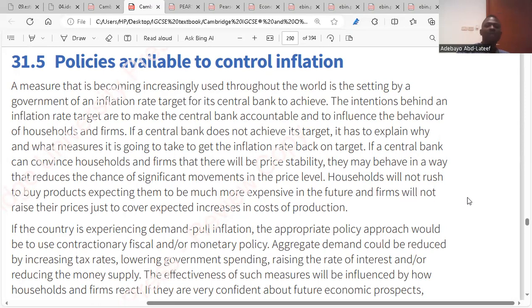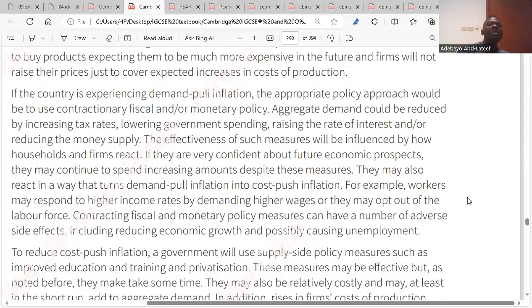Yes. Now, the second part. If the country is experiencing demand pull inflation, the appropriate policy approach would be to use contractionary fiscal or monetary policy. If there's demand pull inflation, you have to contract it. Using contractionary fiscal policy like increasing taxes, reducing subsidy, or contractionary monetary policy, reducing money supply or increasing interest rate. Yes. Clear? Yes.